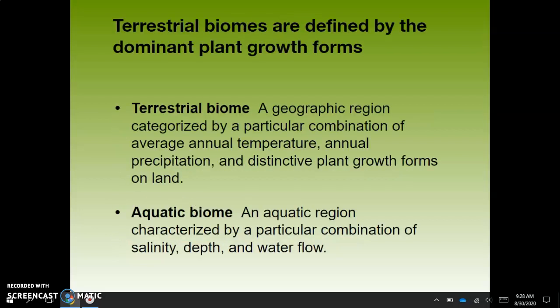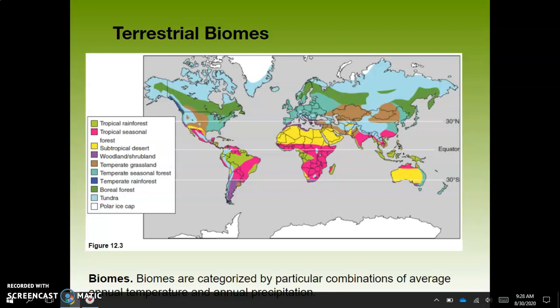Let's start out by talking about the difference between a terrestrial and an aquatic biome. Terrestrial biomes are regions that are categorized by a combination of annual temperature, precipitation, and distinctive plant growth, and these are on land. So terrestrial biomes are land biomes, so think desert, forest, tundra, things like that. And then aquatic biomes are aquatic regions characterized by a combination of salinity, which is how much salt is in the water, depth, and water flow. So aquatic biomes will be things like lakes, rivers, and oceans. But right now we're focusing on terrestrial biomes.